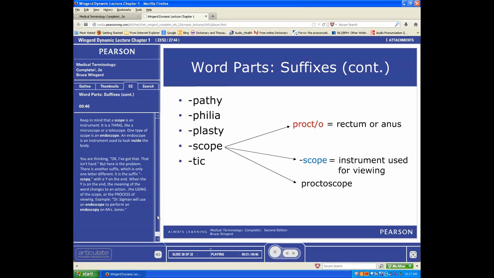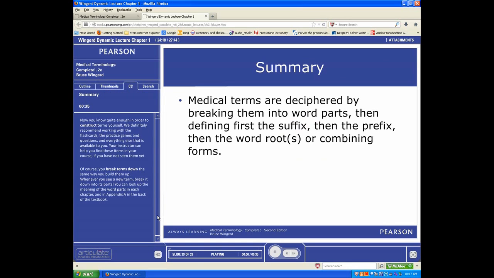Now you know quite enough in order to construct terms yourself. We definitely recommend working with the flashcards, the practice games and questions, and everything else that is available to you. Your instructor can help you find these items in your course if you have not seen them yet. Of course, you break terms down the same way you build them up. Whenever you see a new term, break it down into its parts. You can look up the meaning of the word parts in each chapter and in Appendix A in the back of the textbook.